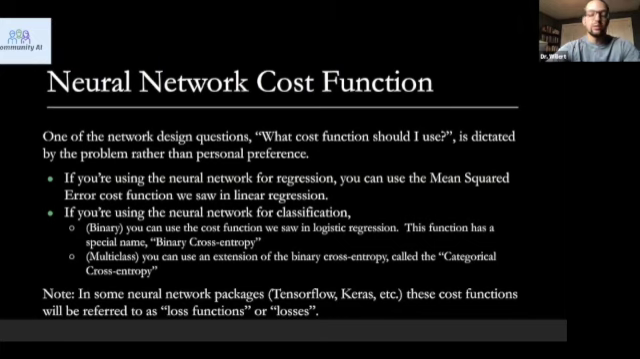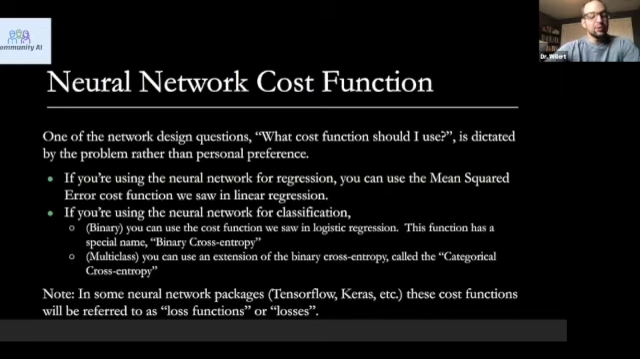I won't go into why it's called that, but again, it's one thing that you're more than welcome to go look up. If you're using the neural network for multi-class classification, there's actually an extension of the binary cross entropy called the categorical cross entropy.